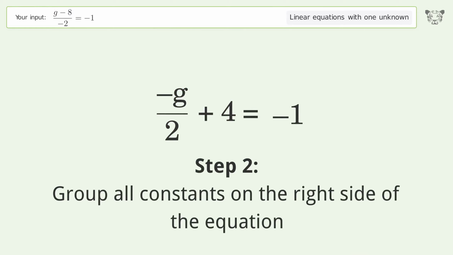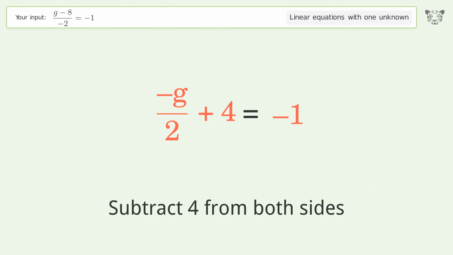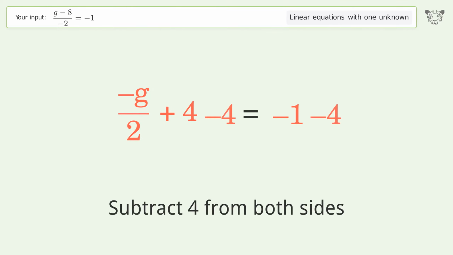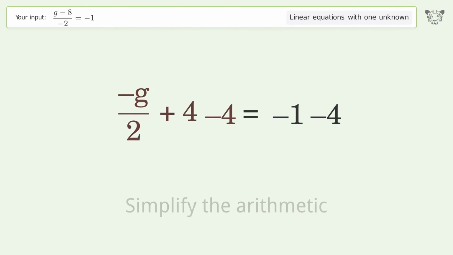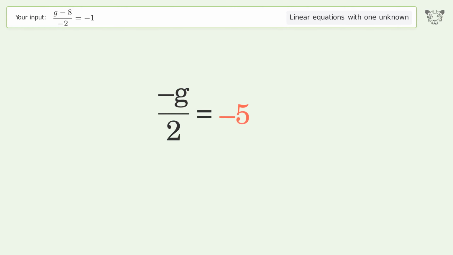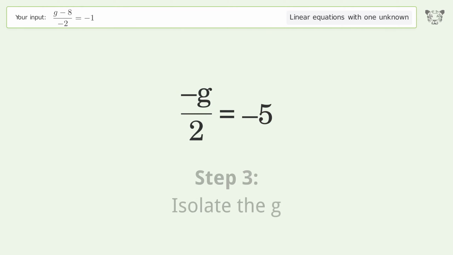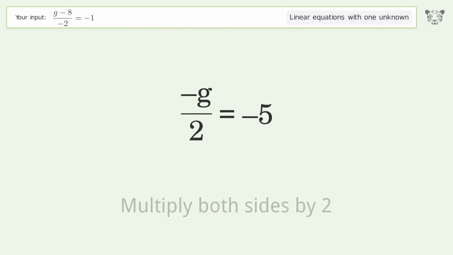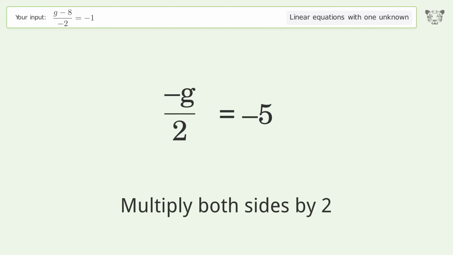Group all constants on the right side of the equation. Subtract 4 from both sides. Simplify the arithmetic. Isolate the g. Multiply both sides by 2.